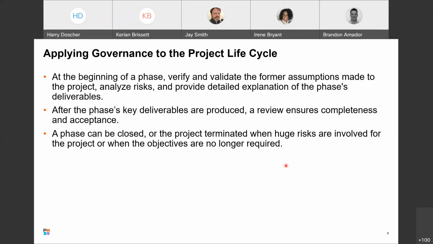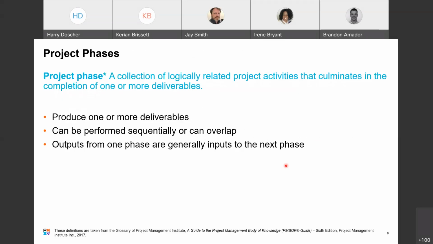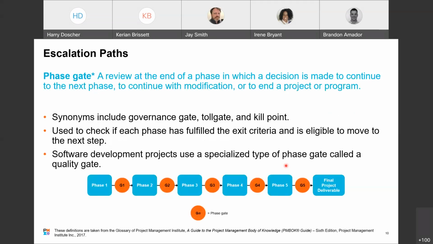Okay. I'm going to go backwards for 1 second. Yep. Okay. Talk about escalation paths.